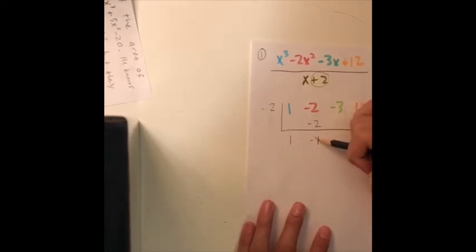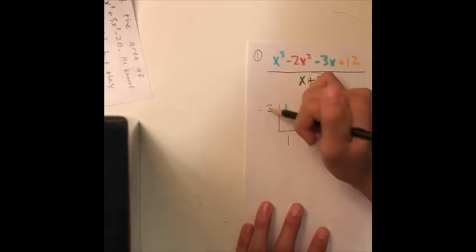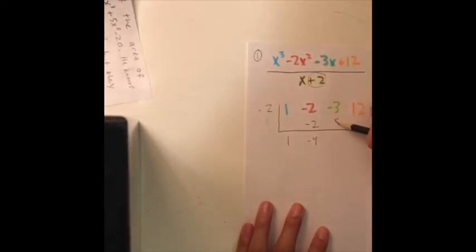And then you want to do the same thing, multiply. Negative 4 times negative 2 is 8. Then you want to add, negative 3 plus 8 is 5. Multiply, 5 times negative 2 is negative 10. And add, 12 plus negative 10 is 2.